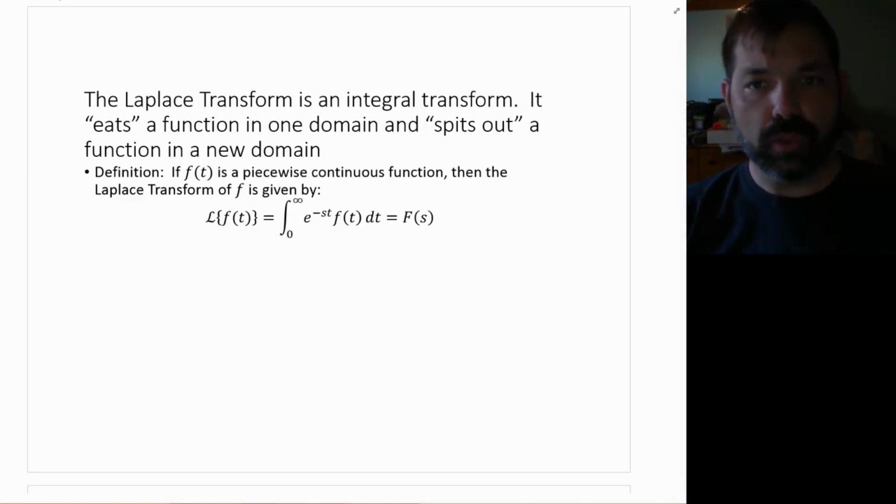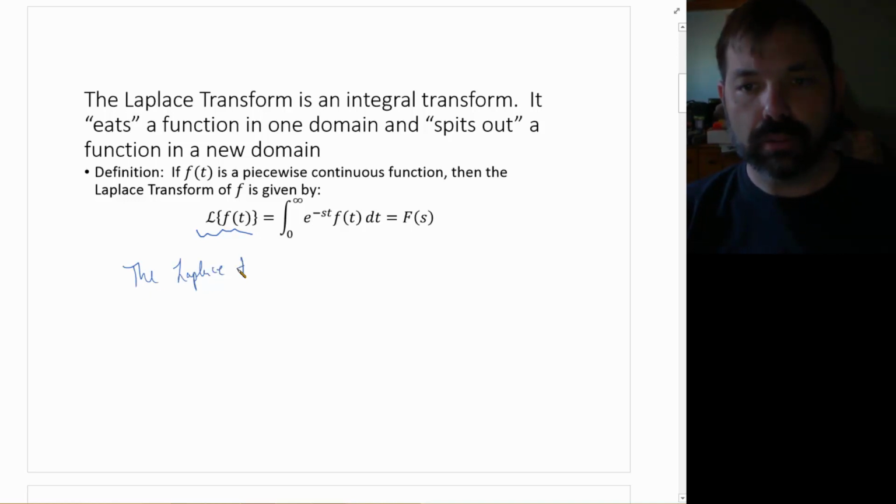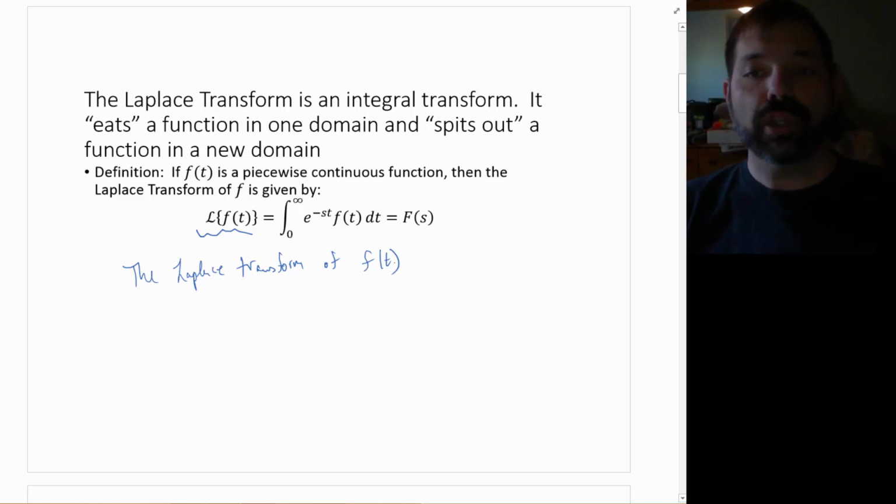The notation for the Laplace transform of f of t is this. The Laplace transform of f of t is given by this integral. Notice that this integral goes from 0 to infinity. It's what we called back in calculus an improper integral. We have this improper integral from 0 to infinity of e to the negative st times f of t dt. We're integrating with respect to t, substituting the 0 and infinity and subtracting, and if this integral exists, if it converges, we get this new function, which we will call capital F of s.